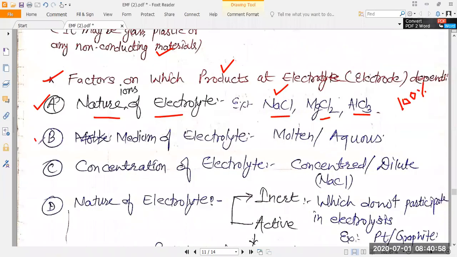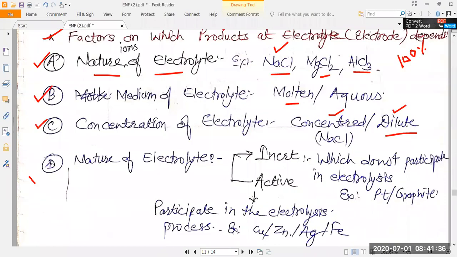Next, medium of electrolyte. Medium of electrolytes means electrolytes are taken in molten form or in aqueous form. So the product will depend on whether the electrolytic solution is taken in molten form or in aqueous form. Then third point, concentration of electrolytes. So electrolytes are taken in concentrated form or in dilute form. When we take concentrated form of electrolyte, then products are different as compared to dilute form.